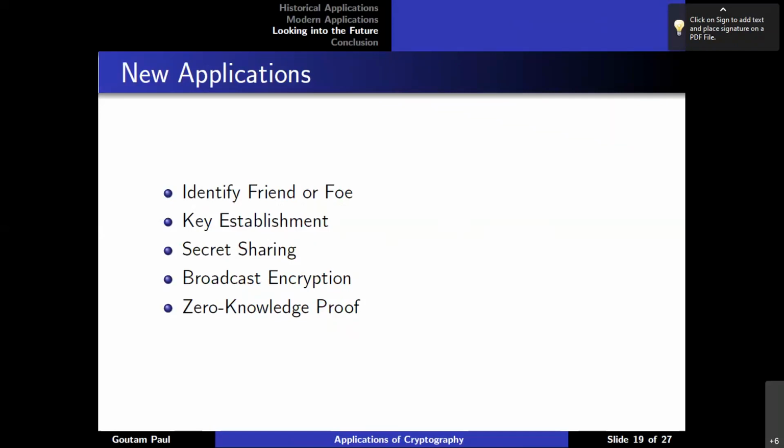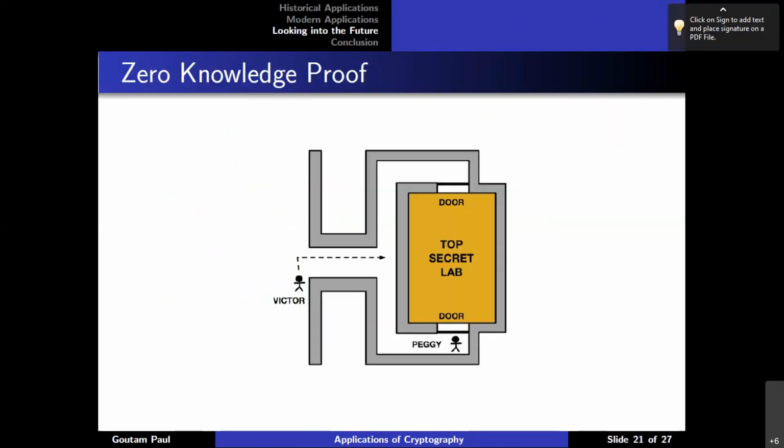So maybe it is a trick. Maybe asking you or trying to verify that you know the secret is a way of knowing the secret from you, right? So zero knowledge means somehow you will convince your opponent that you know the secret without actually telling the secret. Okay, so here is an example of zero knowledge proof.